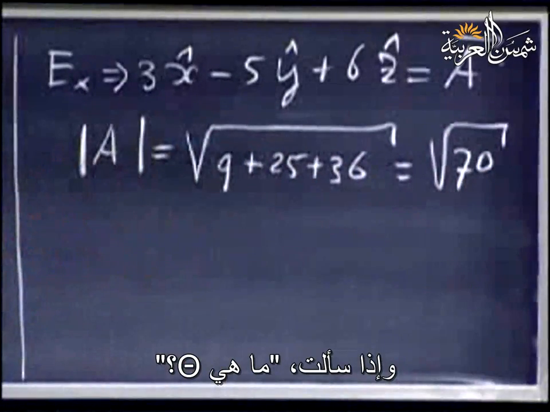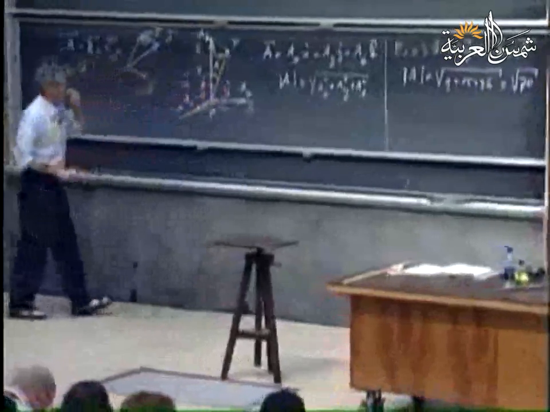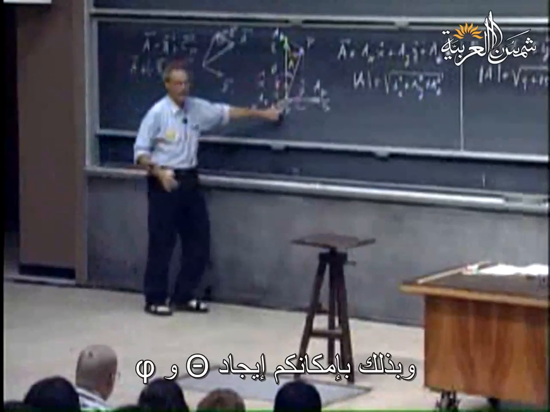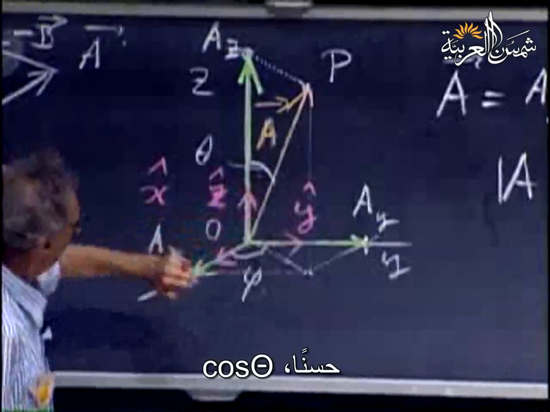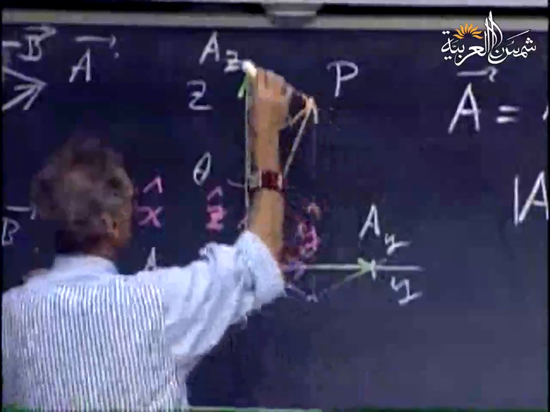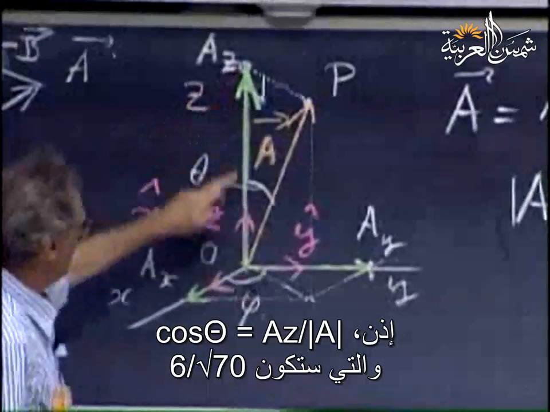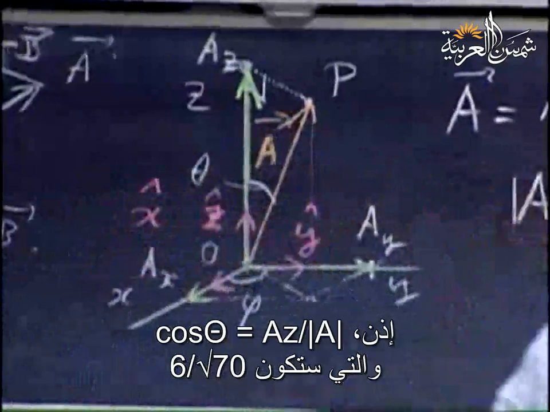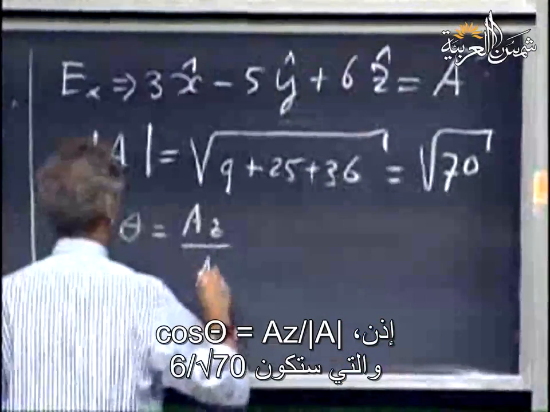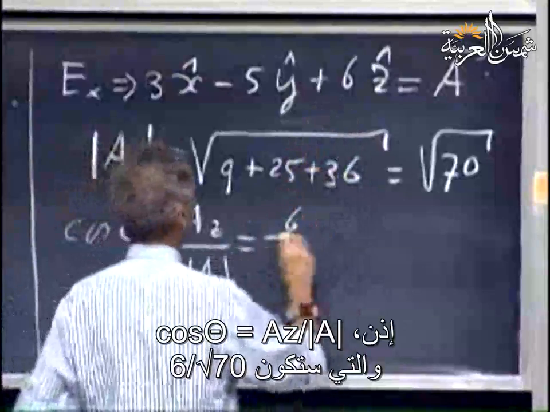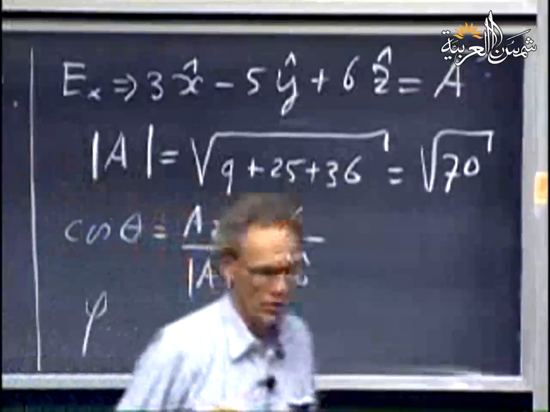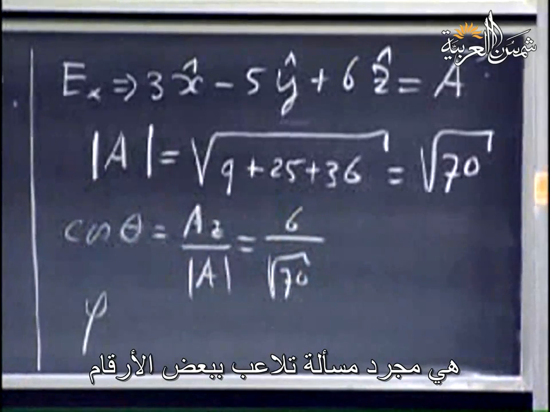And suppose I asked you, what is theta? It's uniquely determined, of course. This vector is uniquely determined in 3-dimensional space. So you should be able to find phi and theta. Well, the cosine of theta, see this angle here, 90 degrees, projection. So the cosine of theta is A of z divided by A itself, which in our case would be 6 divided by the square root of 70. And you can do phi.